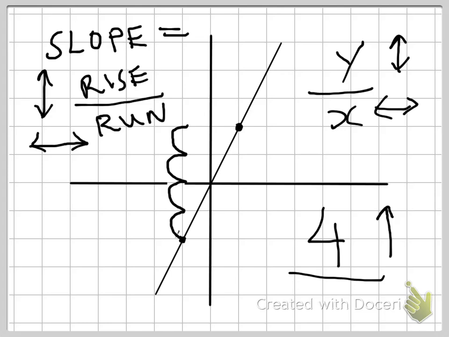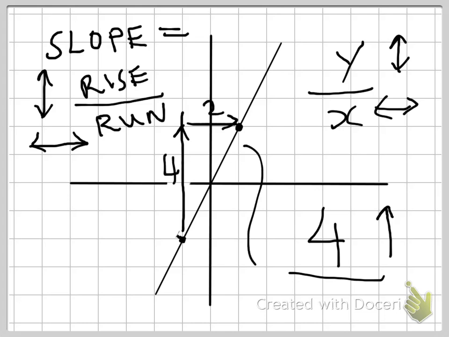Right, what is the run on this? Sorry about missing some of the x-axis there, okay? So I went up 4, and I'm going along the run, I'm going 2, okay? So I went up 4 on 2, alright.